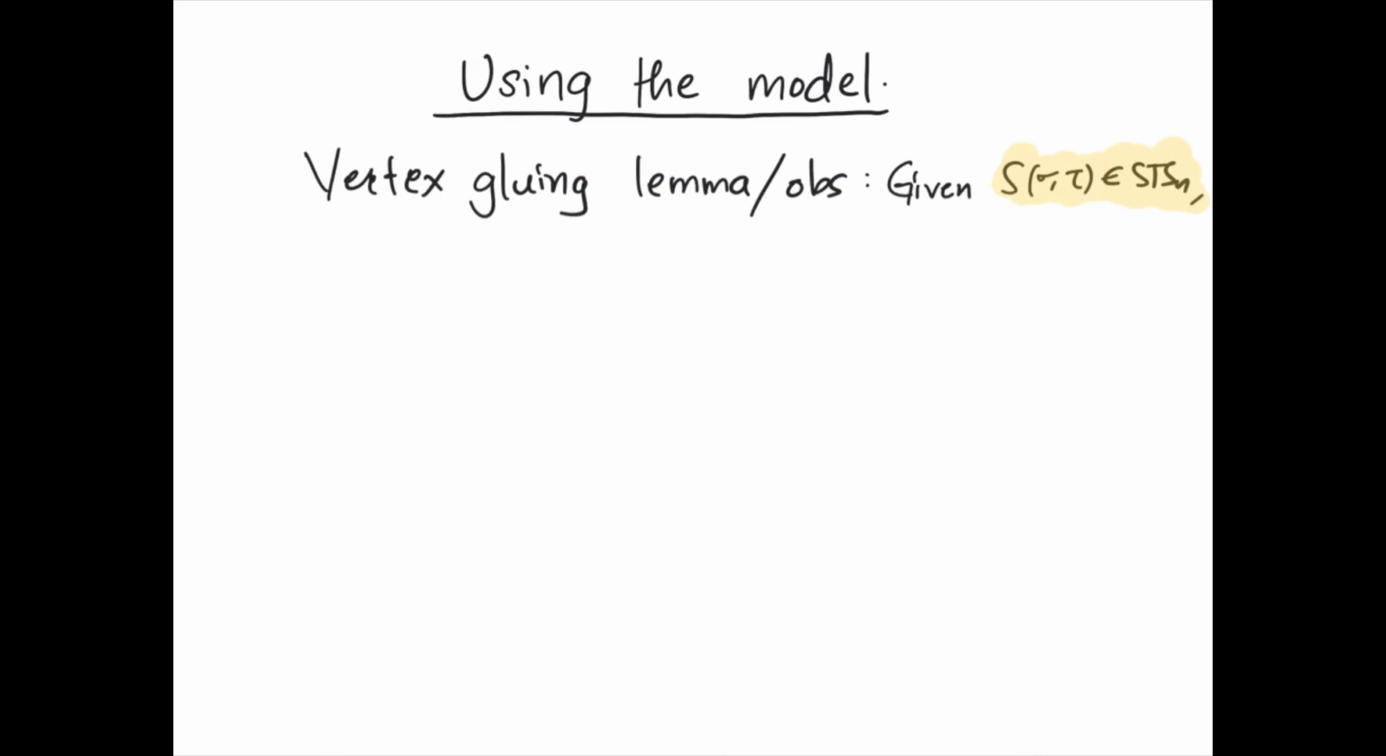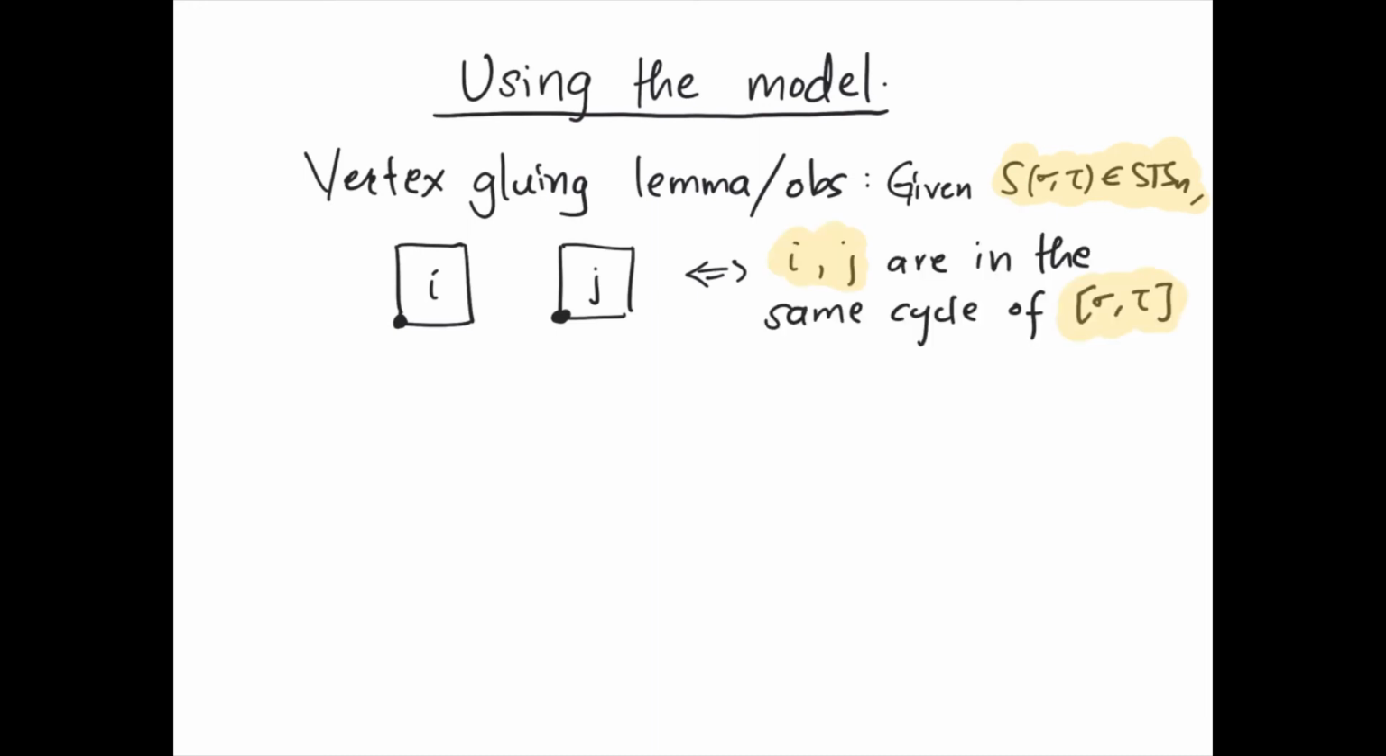Now let's start off by learning how to use the model. The first lemma I want to talk about is the vertex clearing lemma, or observation, that tells you when two vertices, two square corners, are glued. Given a square tile surface with sigma and tau as the horizontal and vertical permutations, squares i and j have their bottom left corners glued if and only if i and j are in the same cycle of the commutator of sigma and tau.